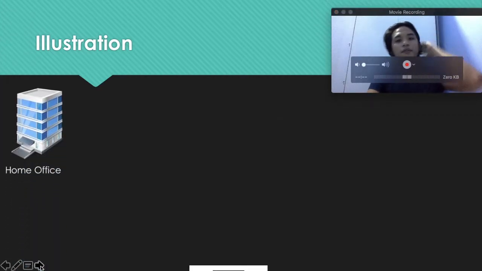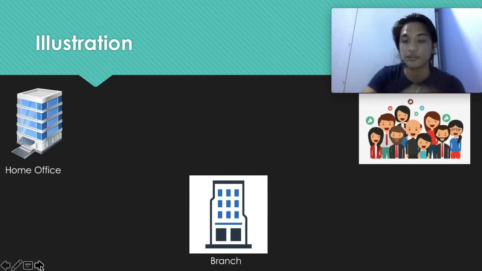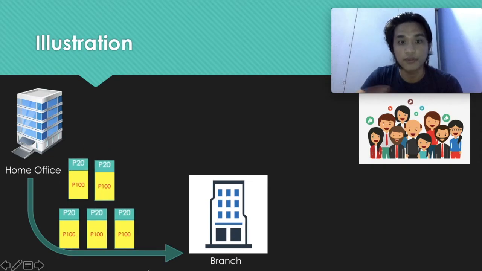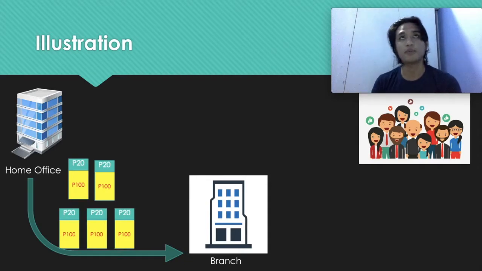For example, you have the home office, you have the branch, and then you have the external customers. The home office sends out 5 units of inventories. The cost is 100. There is the markup of 20 pesos. Normally the problem would say 20% of cost or 20% above cost. So it will be worded as home office ships inventories to the branch 20% above cost, or home office ships inventories to the branch billed at 120% of cost. So that's 100 times 1.2, which will give you 120.